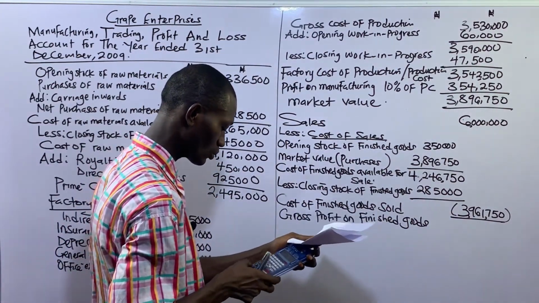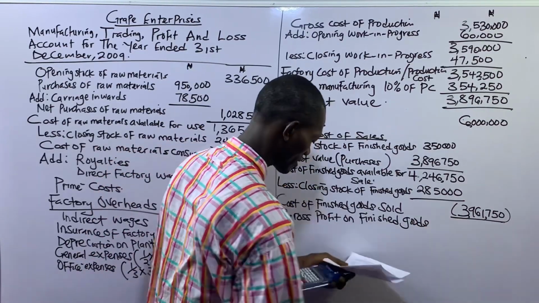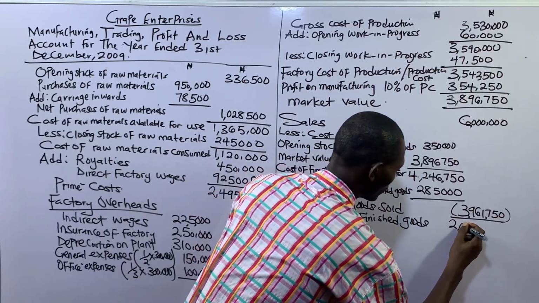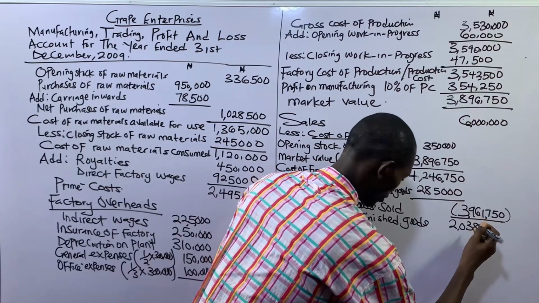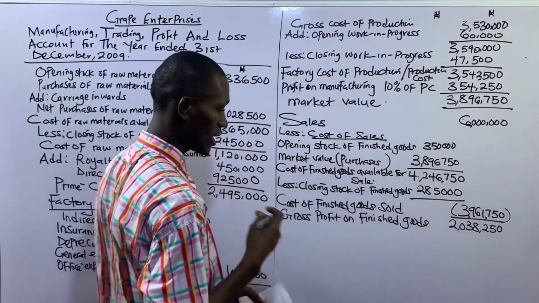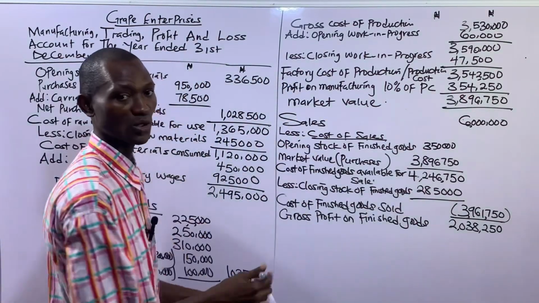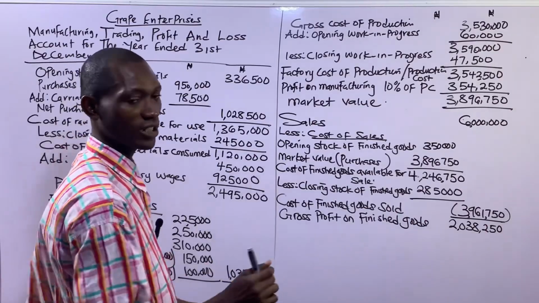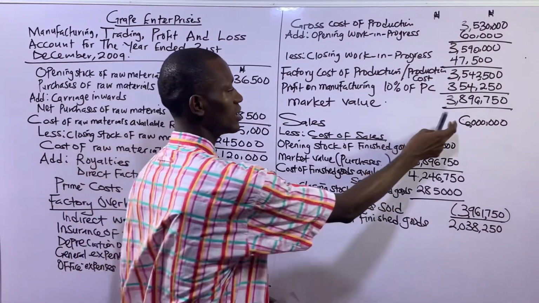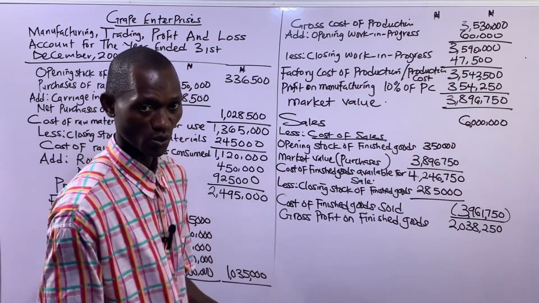So 6 million minus 3,961,750 gives us 2,038,250. So that's basically what we have as our gross profits. So this is where the trading account stops. Trading account is prepared to determine gross profit, and gross profit is gotten by sales minus cost of finished goods sold, or cost of sales.